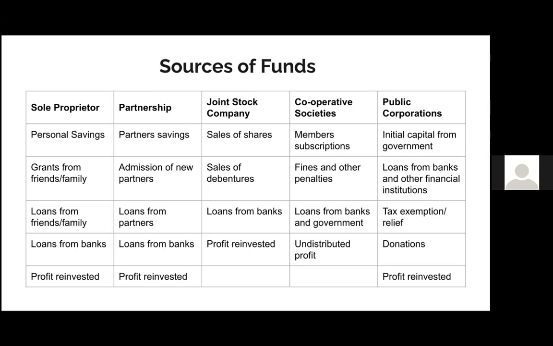Finally, looking at public corporations, slightly different because those are not private, this is owned by the government. So the way this even starts is that the government must first of all inject capital. That's the first way that public corporations are formed. The government is the first source of capital. Then you could have loans from banks and other financial institutions, for example, development banks. You could have donations from people. They could reinvest the profit. And then the last one I'll touch on is tax exemption and relief. This is where you don't have to pay tax because you're a public company.